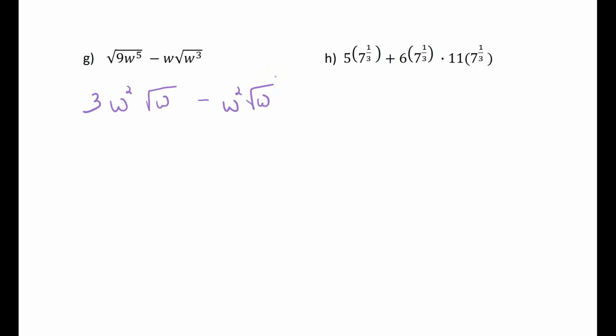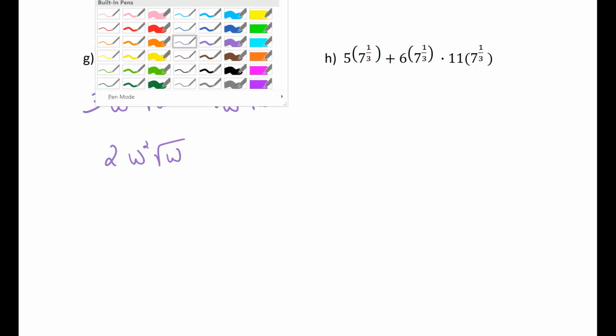Okay, so this one is a little bit different because not only do we have radicals in both terms, but there's also variables on the outside. So you have to make sure that those are the same. They are both w squared. So since they're both w squared and we have the same exact radical, do we have like terms? Yes, we do. If those two terms were different, would you not be able to do anything? You would not be able to combine them. Okay, 3 minus 1 is 2. So we get 2w squared, square root of w.